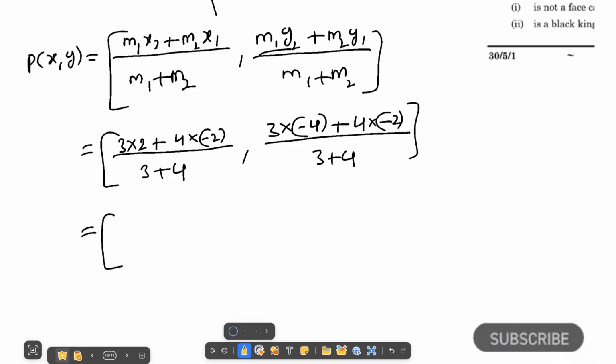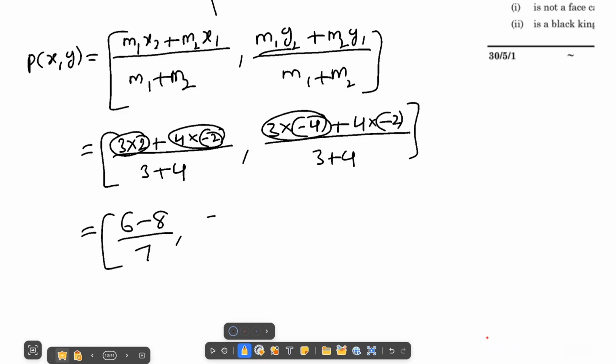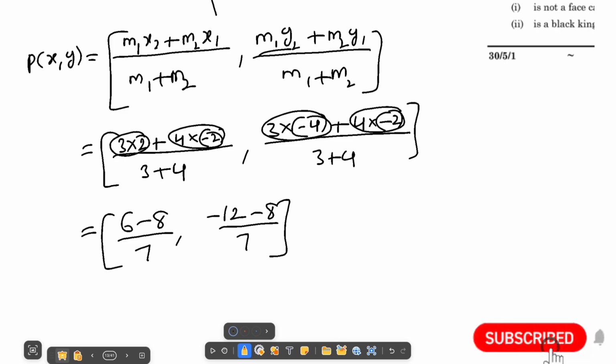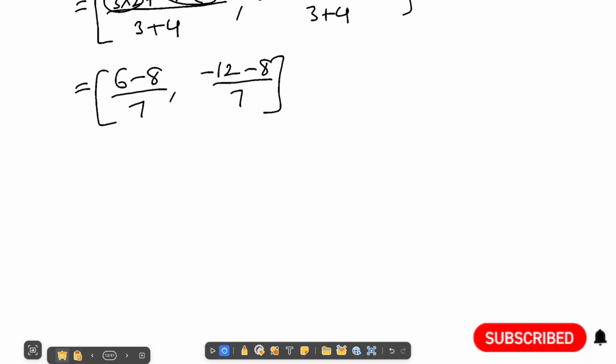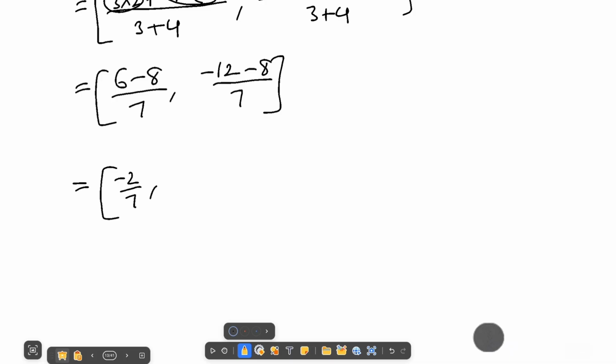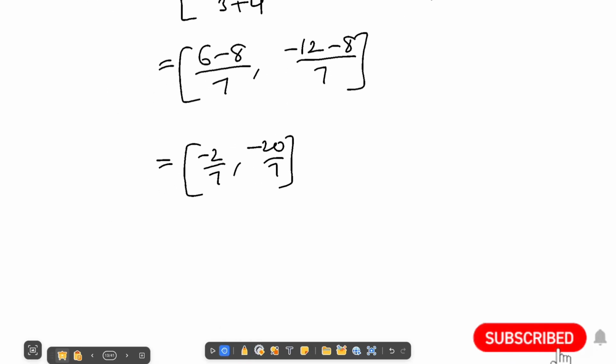Yes. Now here 3 into 2 is 6. 4 into -2 is -8 by 3 plus 4, 7. Next here 3 into -4 is -12. 4 into -2 is -8 by 7. So 6 minus 8 is -2 by 7, and -12 minus 8 is -20 by 7. So these are the coordinates of P.